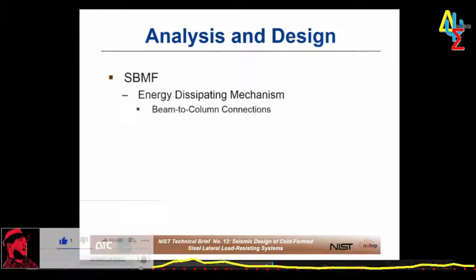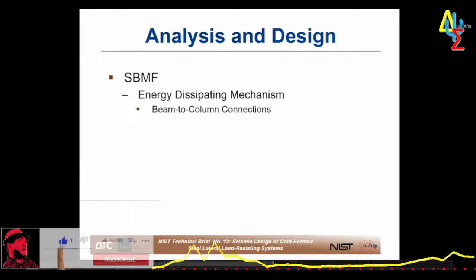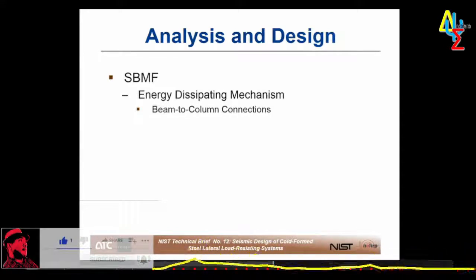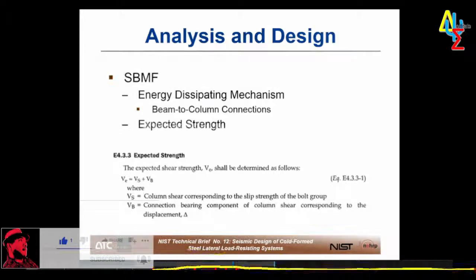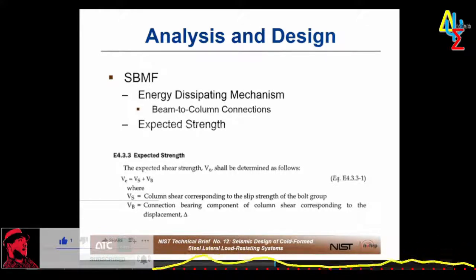And the designated energy dissipating mechanism in a special bolted moment frame is the bolted beam to column connection. So if you're familiar with these, or if you happen to get a good look at my last slide, these are made from tube steel columns with cold-formed joists on each side that are bolted through. And it is that bolted connection that provides the energy dissipating mechanism. And the expected strength then is based on the combination of column shear corresponding to the slip strength of the bolt group and the connection bearing strength. So you've got VE, the expected strength, based on those two terms, VS and VB.